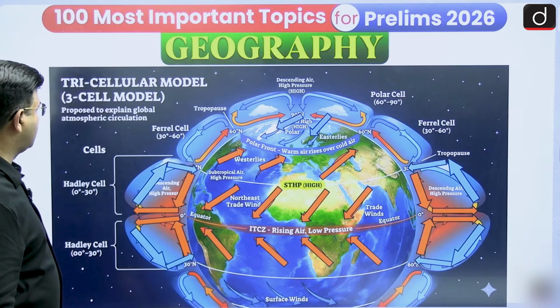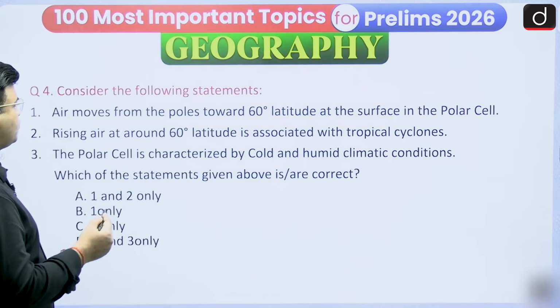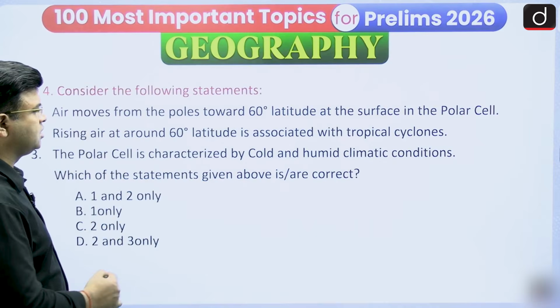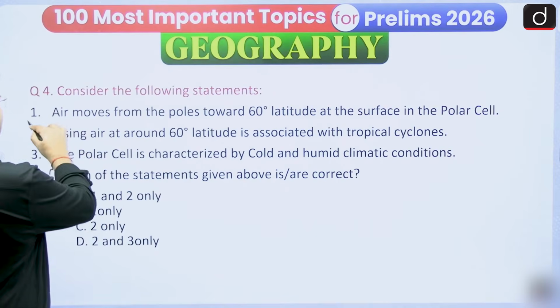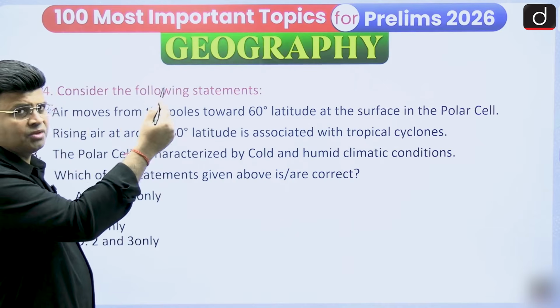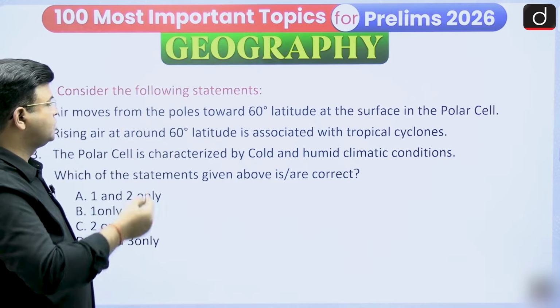The next one that we are going to see: consider the following statement. Air moves from the poles to 60-degree latitude at the surface in the polar cell. Yes, in the polar cell, the air or wind moves from the pole to 60-degree latitude.